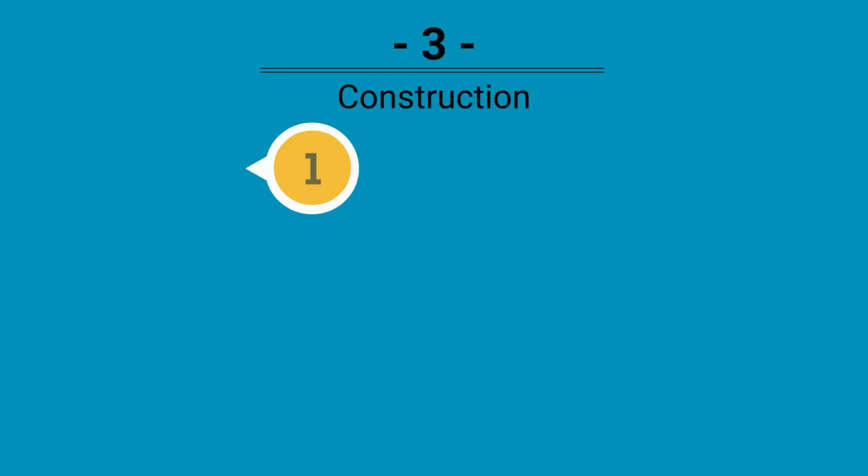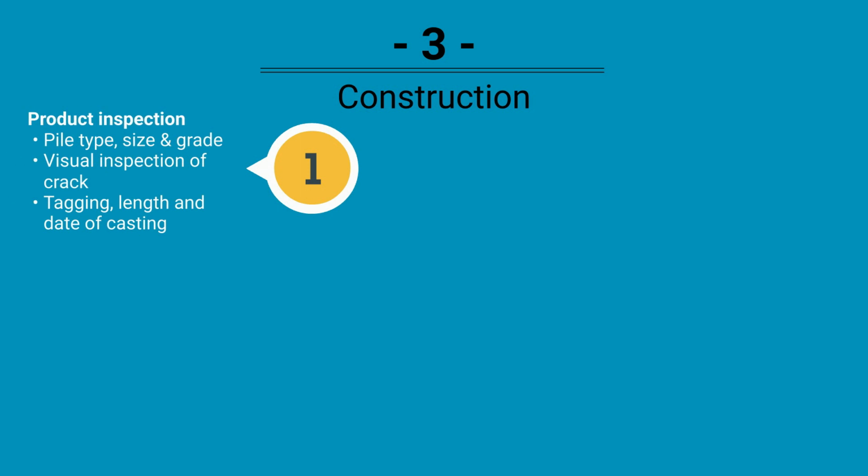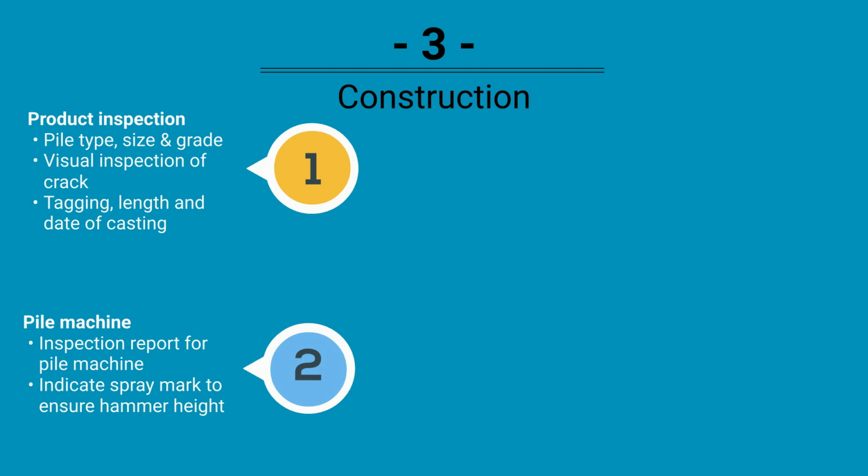Third, construction. 1. For product inspection, we must check the pile type, size and grade. We also need to check pile tagging, length and date of casting. 2. Inspection report must be available for pile machine and hammer weight. We need to indicate a spray mark at the hammer casing on the pile machine, to ensure hammer height.